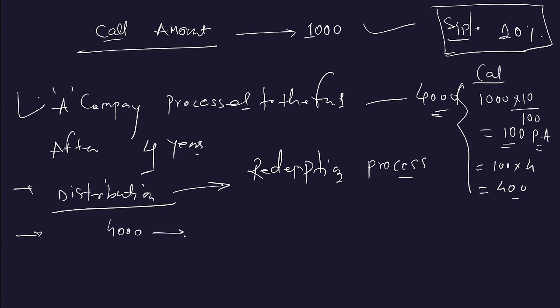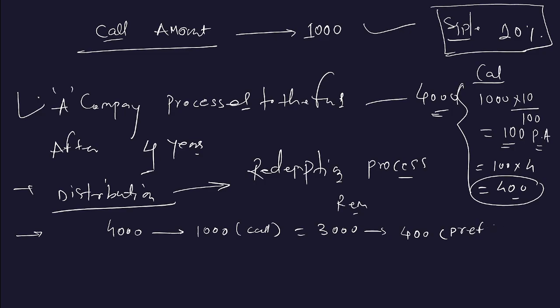As per the committed terms, you can return the capital first, the call amount. That is the first thing. Then 3,000 would be the remaining balance, on which you can return the committed preferred return. Then, after the 400, the remaining would be 2,600.